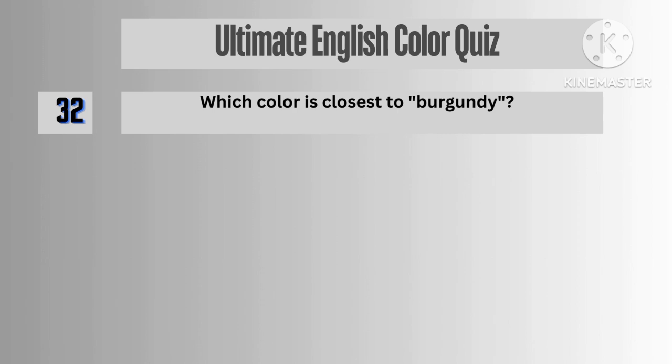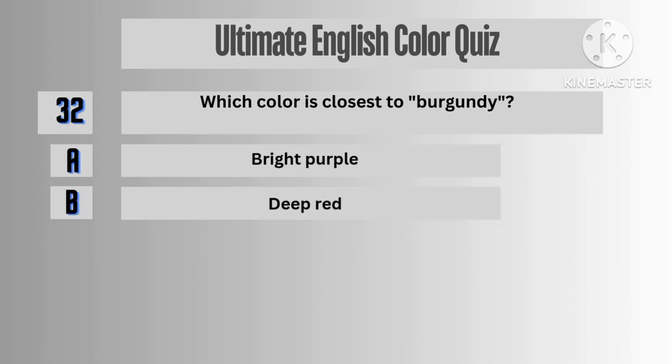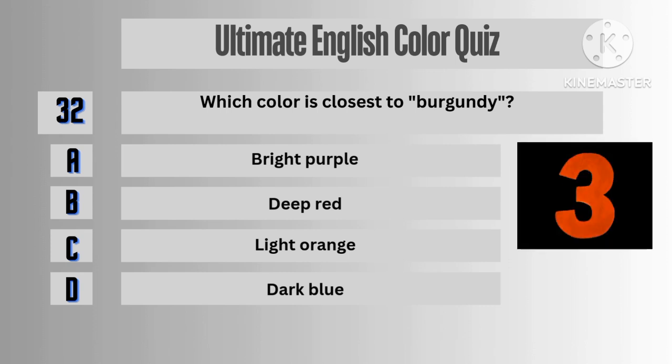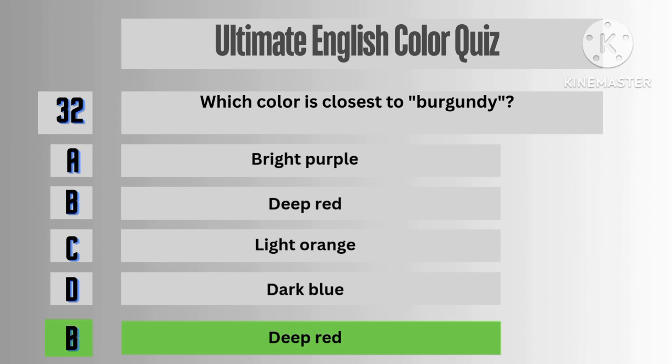Question number 32. Which color is closest to burgundy? Option A. Bright purple. Option B. Deep red. Option C. Light orange. Option D. Dark blue. 5, 4, 3, 2, 1. Correct answer is B, deep red.